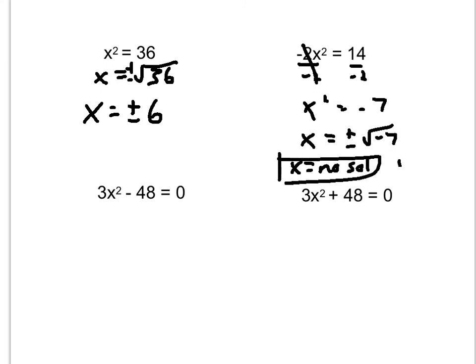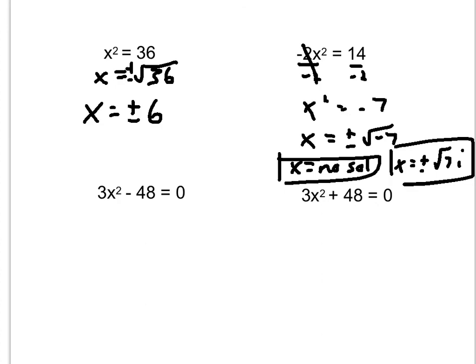Or we could say that x equals positive and negative the square root of 7 times i. I don't know what the square root of 7 is, so I can just write the square root of 7, and then put an i afterward because there's a negative underneath the radical sign. So either one of those two answers will work, whichever one you're more comfortable with.